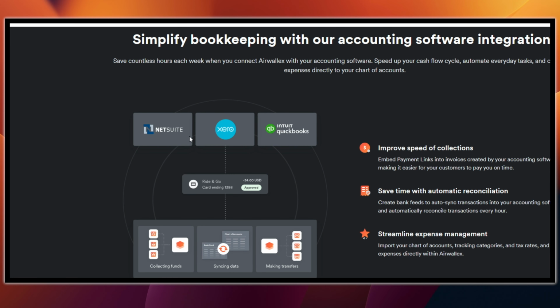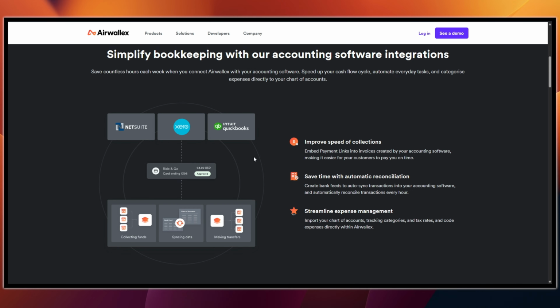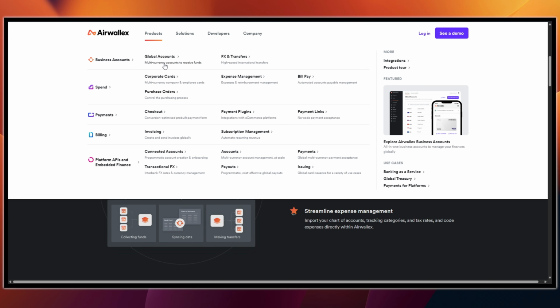In conclusion, your FX cost drops when you avoid forced conversions, hold balances in multiple currencies, and execute conversions only at your levels.